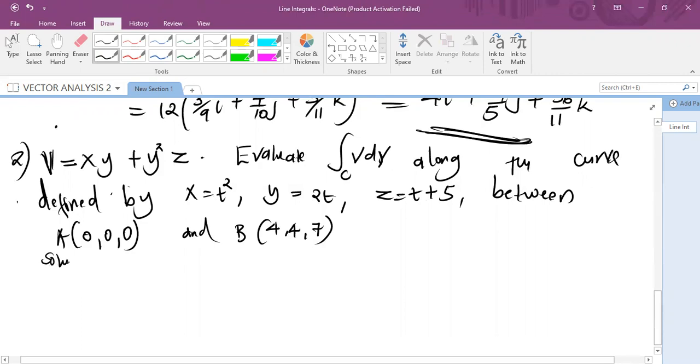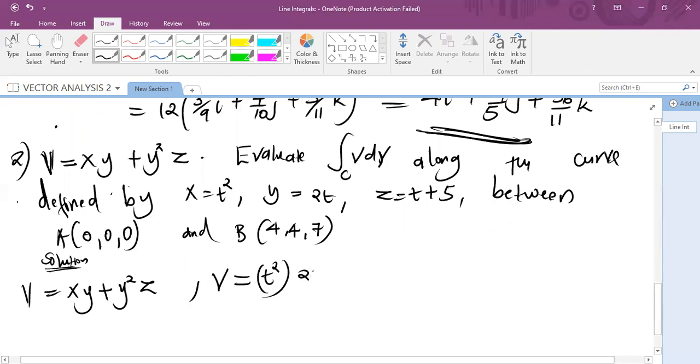So solution. Let's start by getting the value of v. So v is equal to xy plus y squared z. What's the value of v with respect to the new variable? x is t squared, so t squared multiplied by y, which is 2t, plus y squared, y is 2t, so 2t squared multiplied by z, which is t plus 5. So what does that simplify to?